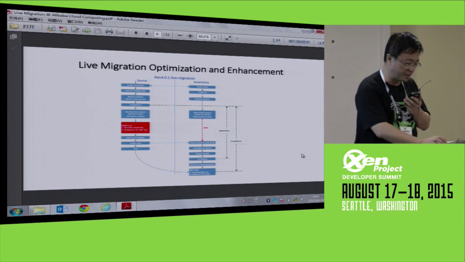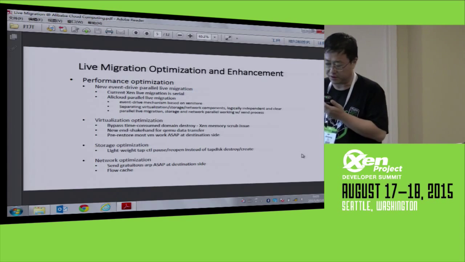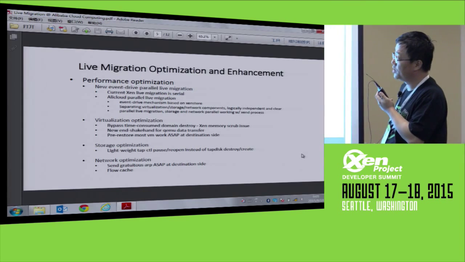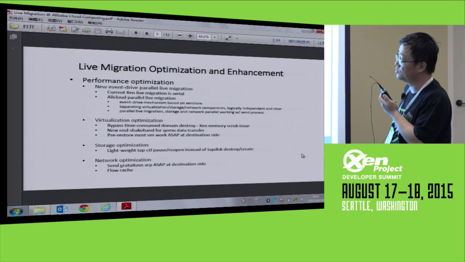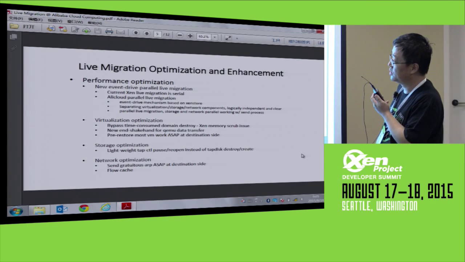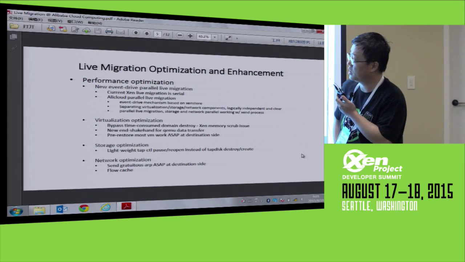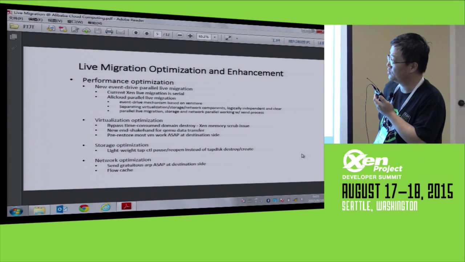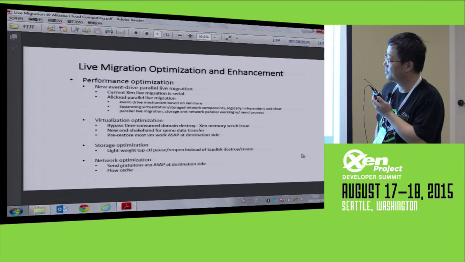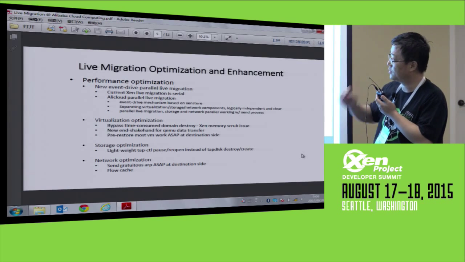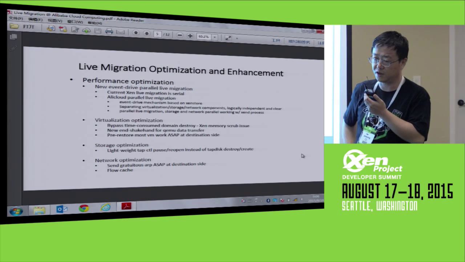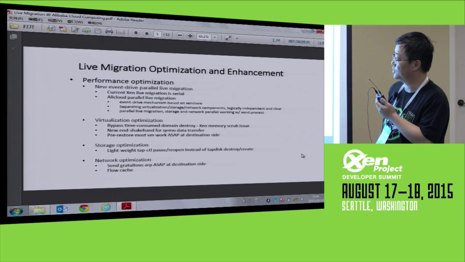The basic idea of optimized live migration consists of several fields. One is that we use a new event-driven parallel live migration. The old Xen live migration is serial, but now we change it to parallel live migration. We use an event-driven mechanism based on XenStore, and this mechanism can separate the virtualization, network, and storage, so each component can work independently and in parallel.